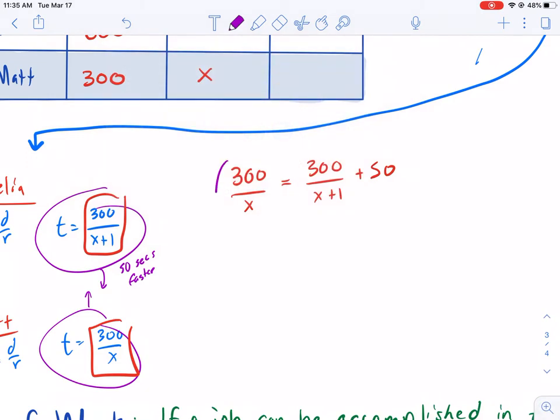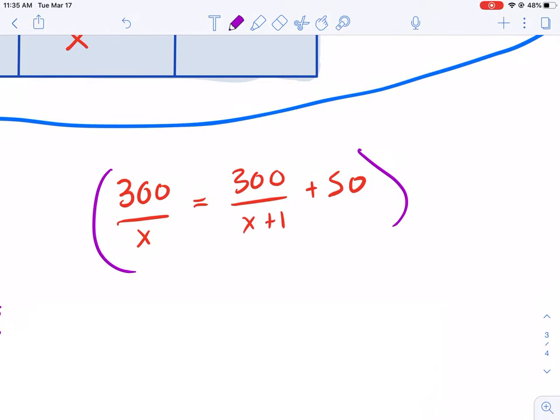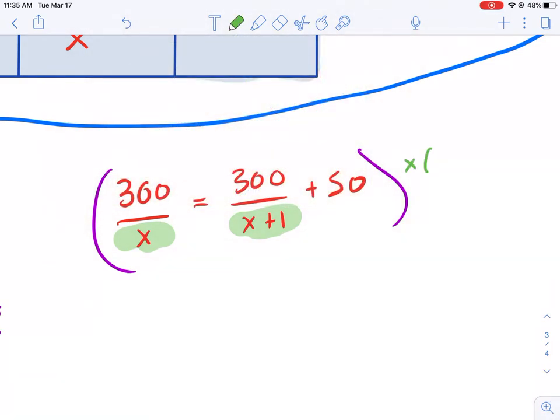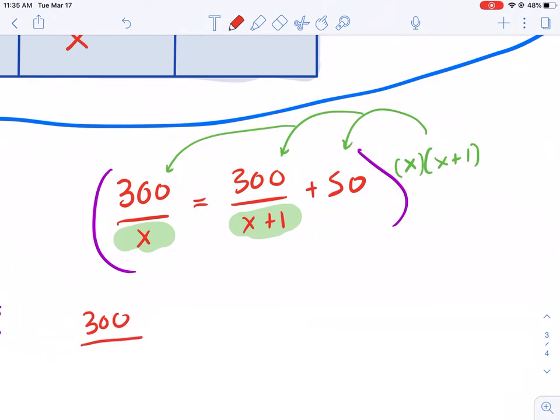We have the variable x, so we're ready to roll. Let's get rid of the denominators. We have x plus 1. 50 does not have a denominator, so we can go ahead and multiply all terms by x times x plus 1. We're going to multiply this to all three, and we're going to see what cancels in just a second. So I'm going to extend this: 300 over x equals 300 over x plus 1 plus 50.